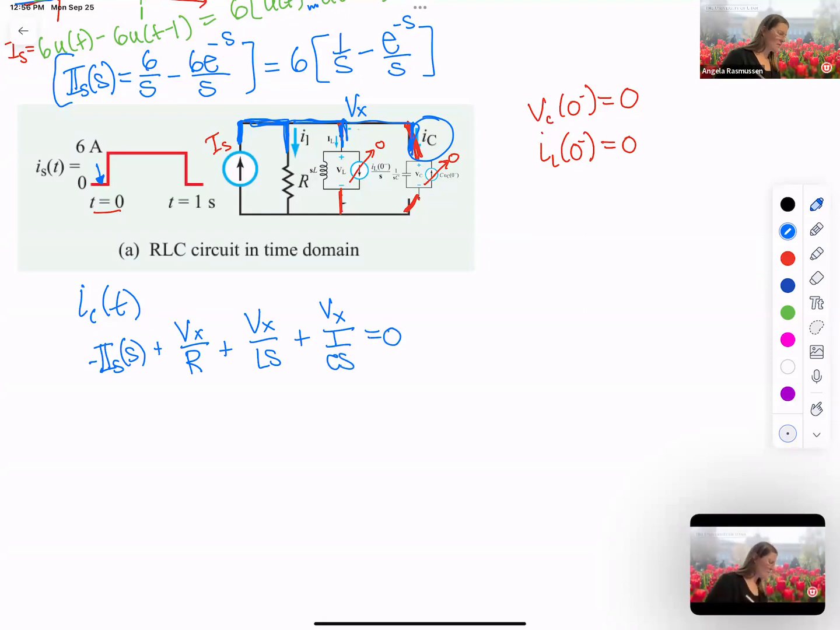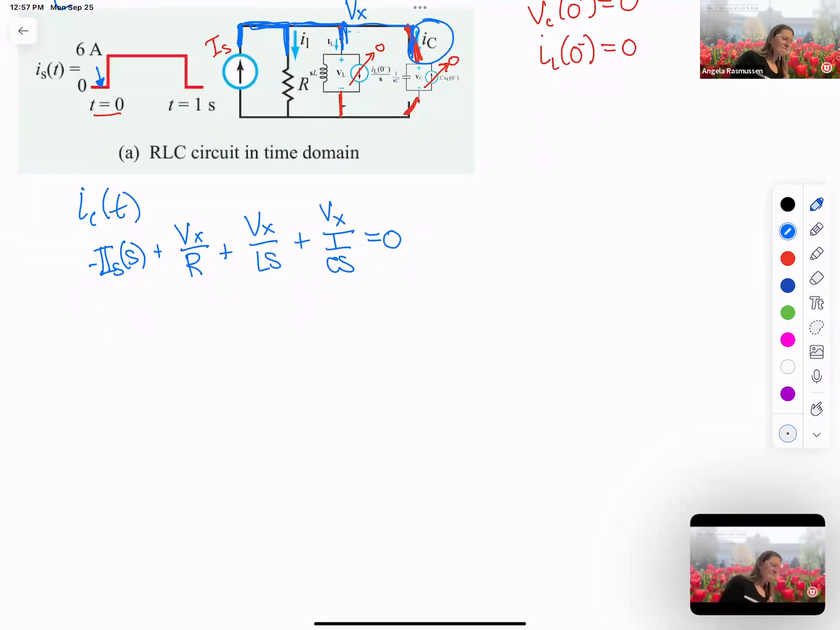Sorry, I just missed it. What did you say about when there's no switch when we get 0 minus? You're going to look at the input signal and see what happens right before 0. In this case, it was 0 before 0, so that input is 0. Otherwise, you look at what that value does to the circuit.